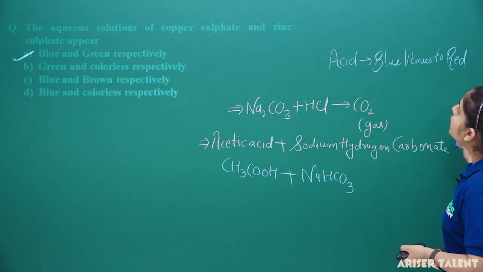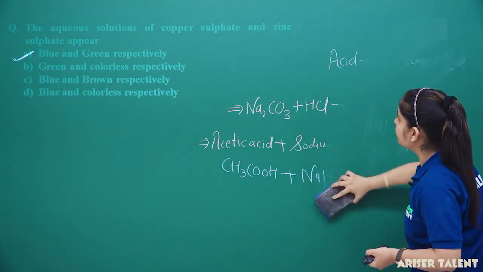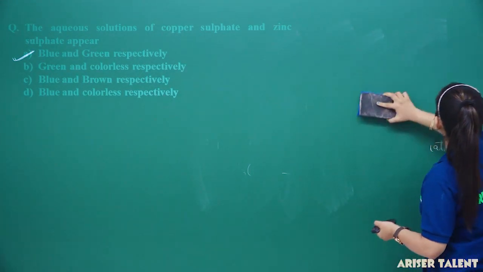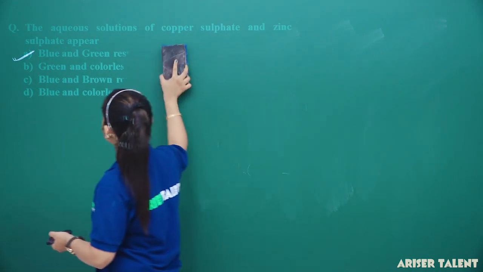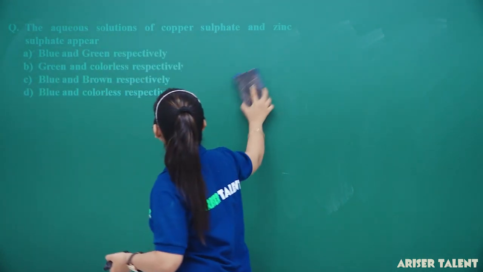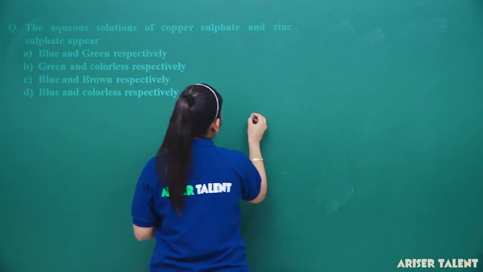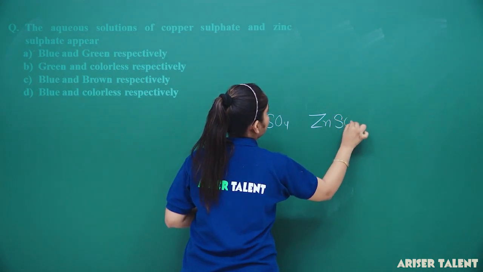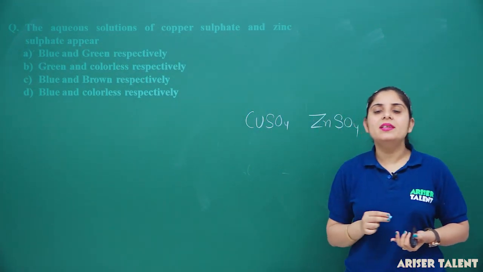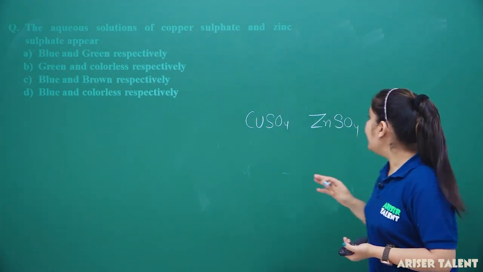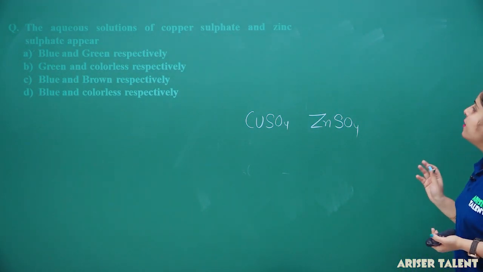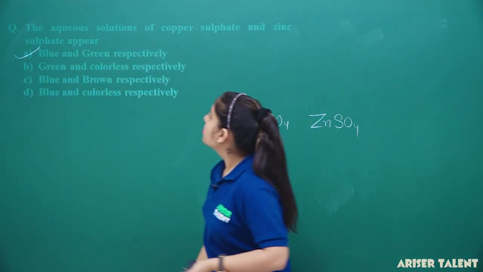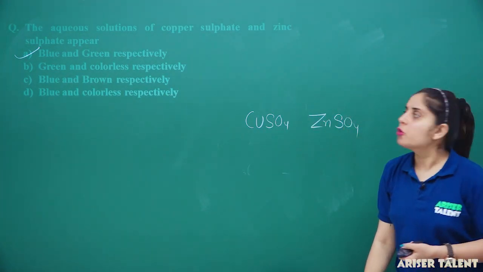The aqueous solutions of copper sulfate and zinc sulfate appear. Firstly, we have copper sulfate and the second one is zinc sulfate. So we can see here copper sulfate is usually blue in color and zinc sulfate will form a green colored solution in aqueous solution. So the correct answer will be blue and green respectively. Now we are moving to our next question.